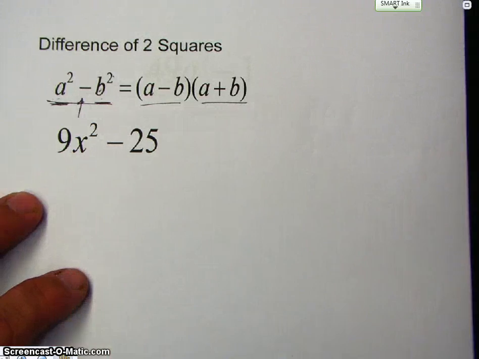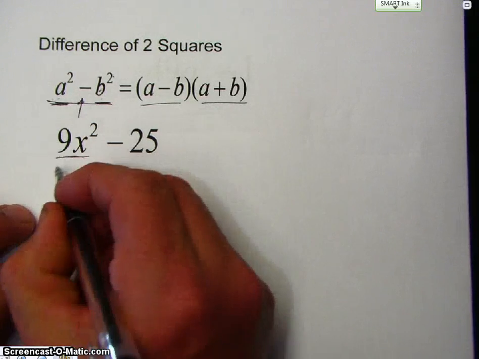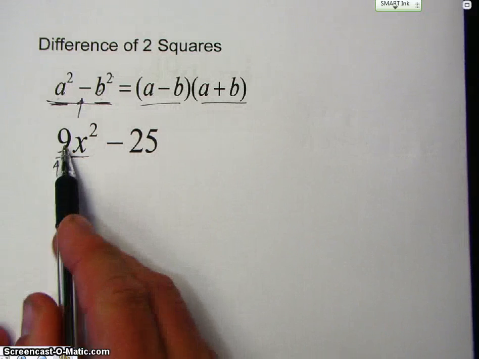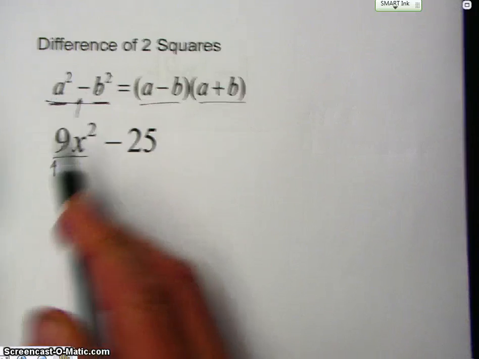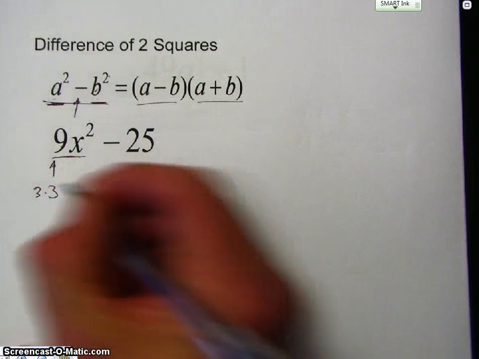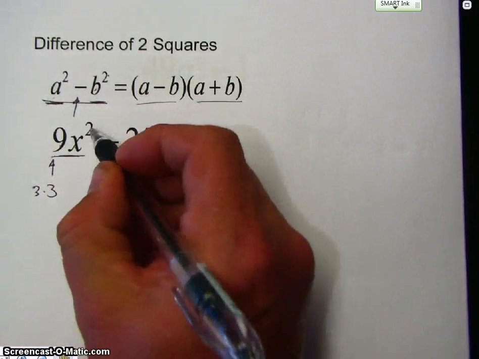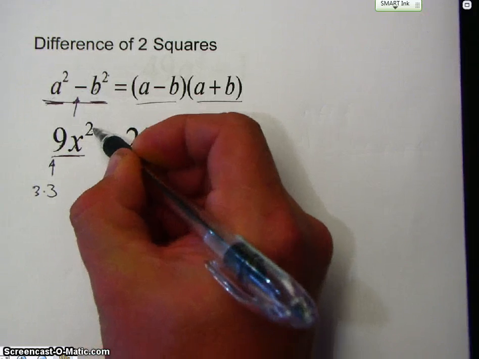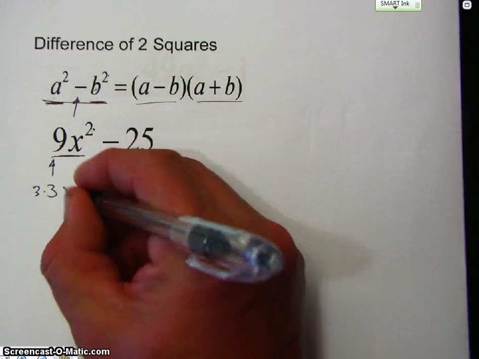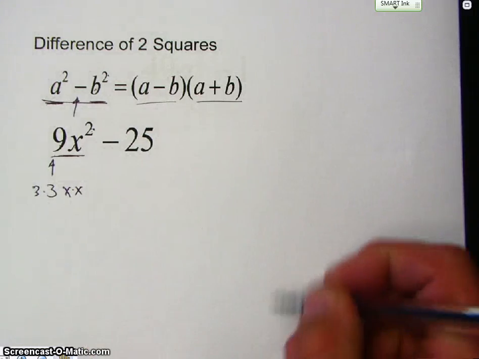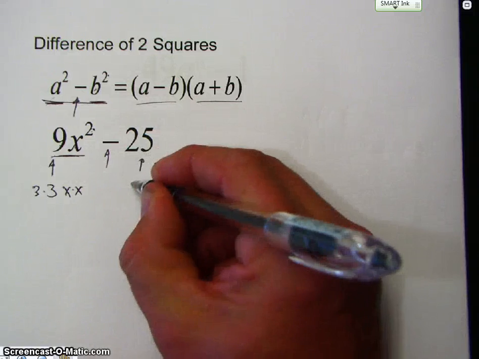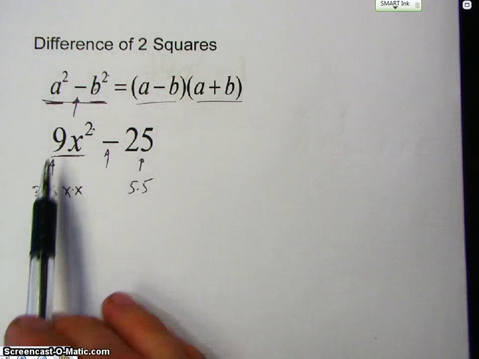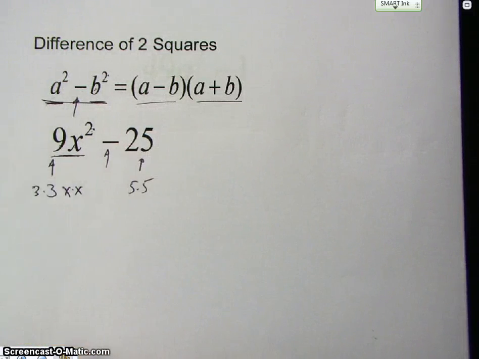All right, so you have to ask yourself, looking at the first term, look at the coefficient. Is 9 a perfect square? What number times itself gives me 9? Well, that's 3 times 3. X squared, well, since it's a square, that's x times x. It is a difference. And 25, well, that's 5 times 5. So it satisfies all three parts. So therefore, this is factorable.